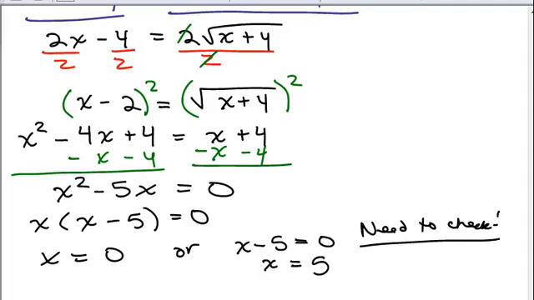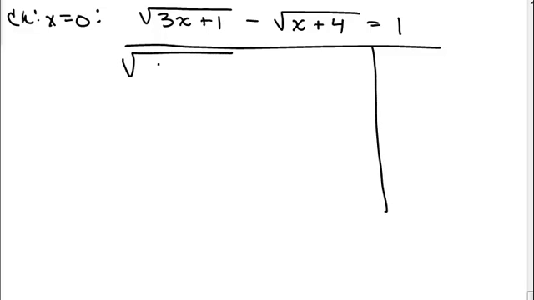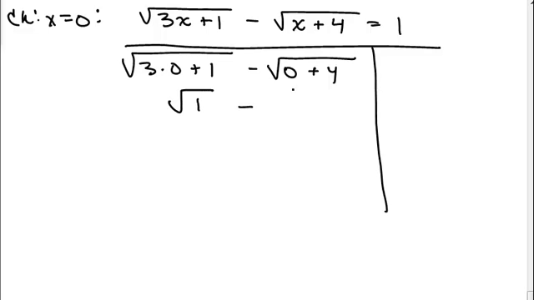All right, so now we have to go back up to the original. So let's check x equals 0. I need to put in 0 for x in the original equation. The square root of 3 times 0 plus 1 minus the square root of 0 plus 4. So let's see, 0 plus 1 is 1. 0 plus 4 is 4. The square root of 1 is 1. The square root of 4 is 2. 1 minus 2 is negative 1. On the right hand, I have 1. So no, x equals 0 is not a solution.